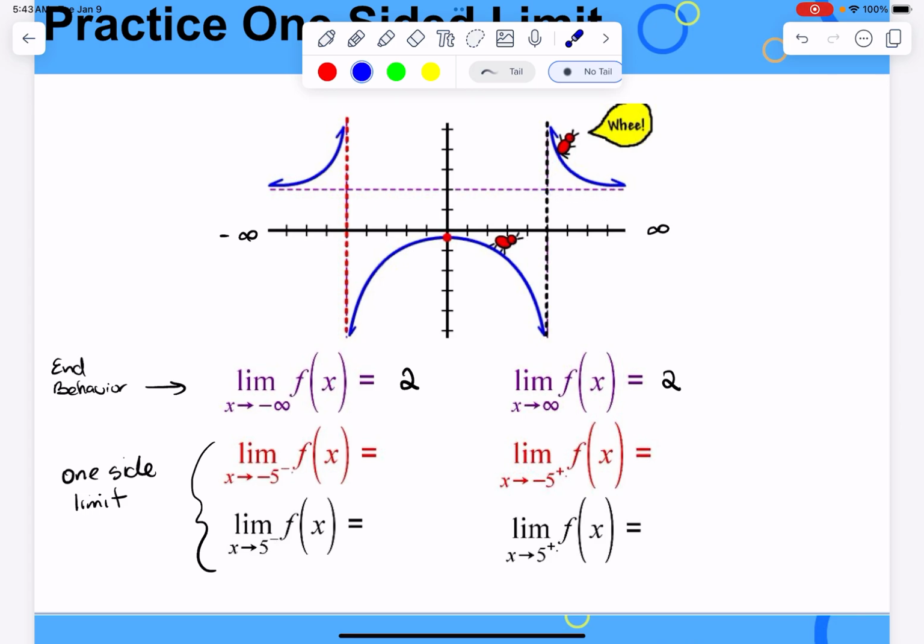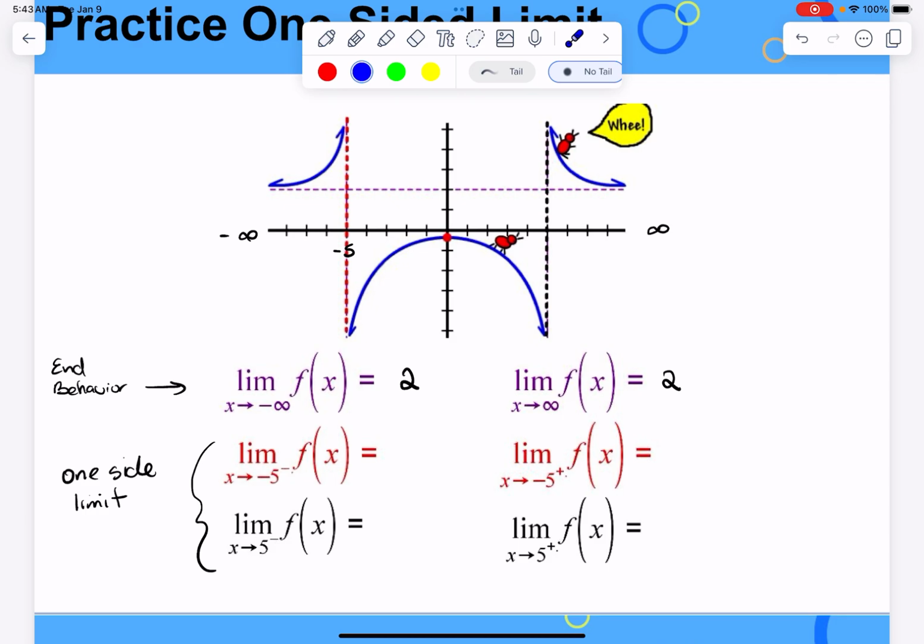Now let's try the one-sided limit. Let's do the vertical asymptote at negative 5. So notice how we write it. The limit as x goes to negative 5 from the left of that function, and the limit as x approaches negative 5 from the right of that function. So we have to look at negative 5 here, and we're going to look at the right side and the left side of it. We don't care about anything else.